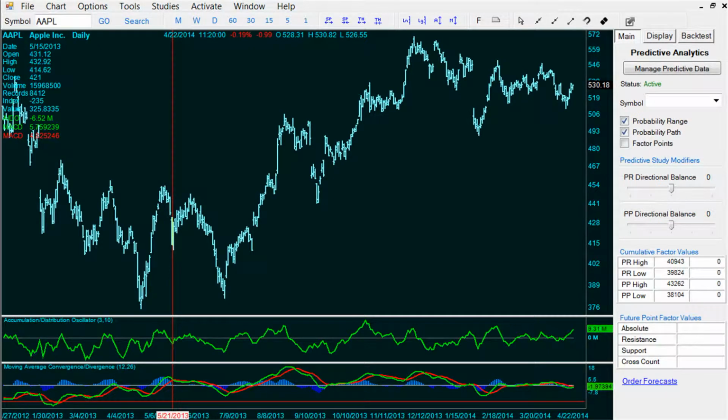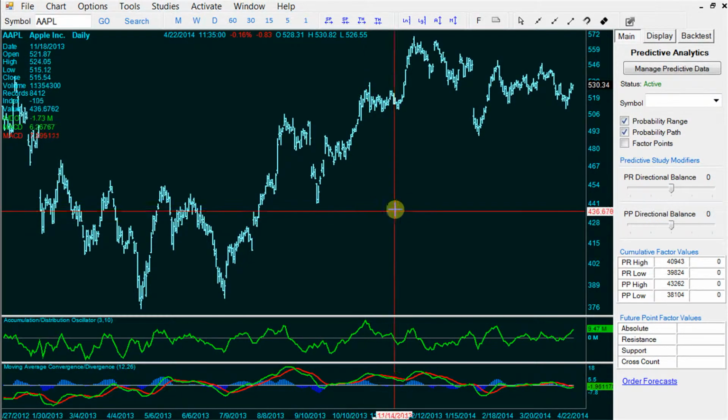Hello! Today I'm going to show how to find reversal points. First, I'm going to find trend channels. Then I'm going to find symmetry lines that are related to those trend channels. And finally, I'm going to show how to use those symmetry lines to find reversal points.